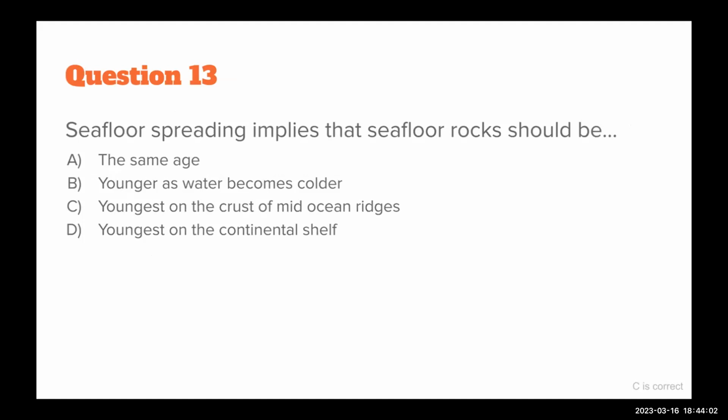Question 13, seafloor spreading implies that seafloor rock should be older as you move away, or youngest near the mid-ocean ridges, or youngest on continental shelves. Continental shelves are along passive margins. So not subduction, it's just the accumulation of sediments across passive margins. So youngest, because that's where all the new ocean crust is being embedded within the new lithosphere. Questions? You can ace this, to be honest.